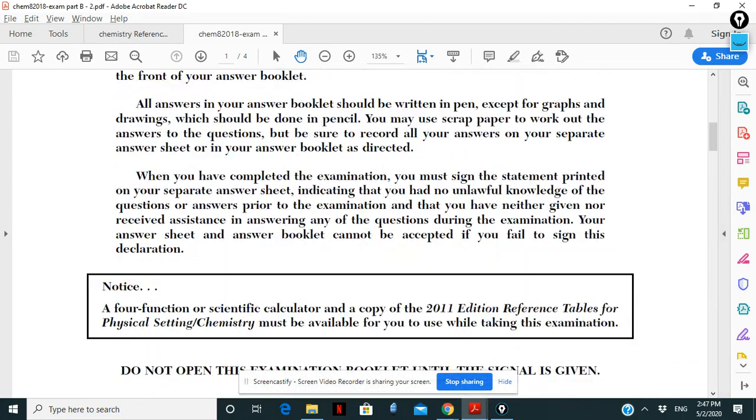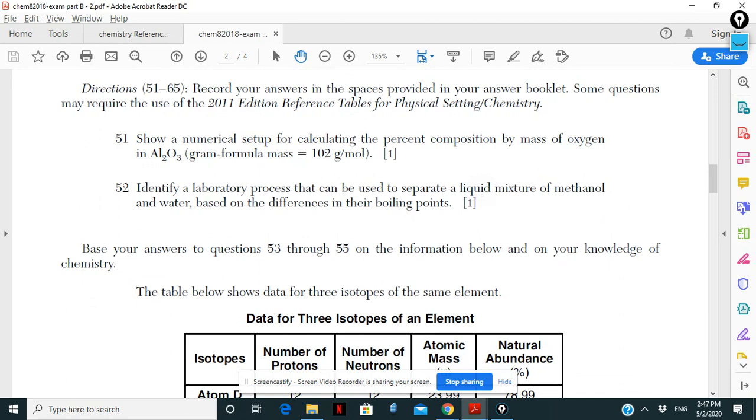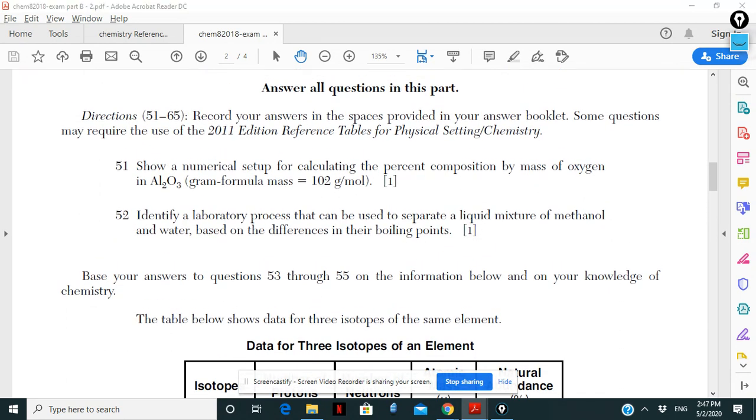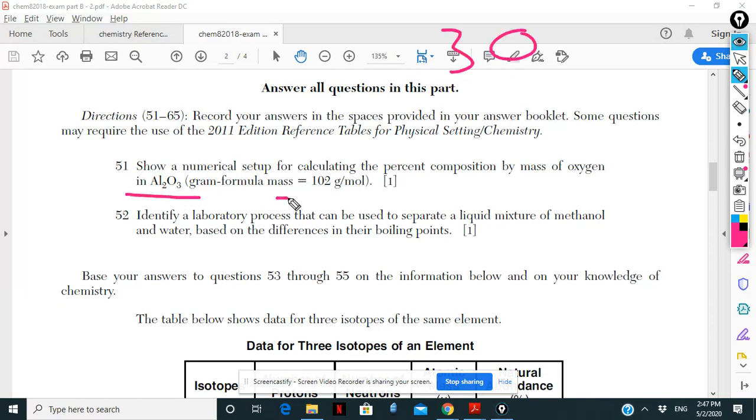We are doing part B2. Now, show a numerical setup for calculating the percent composition of oxygen. So now, here I have 3 oxygen. The total amount is 100.